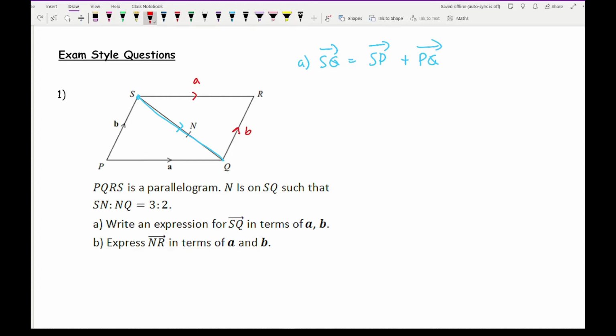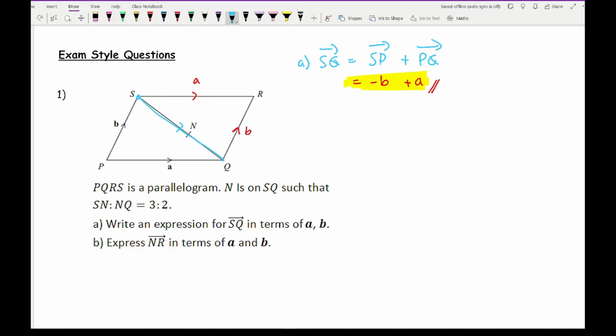So let's go on to finding this blue side. Here, SP is going against the arrow, so that's going to be minus b. And PQ is going with the arrow, so that's going to be plus a. It can't be simplified, so that there is my answer for part a.